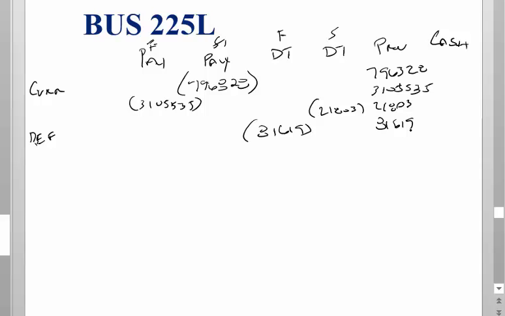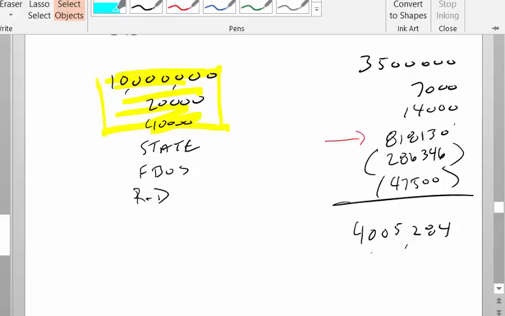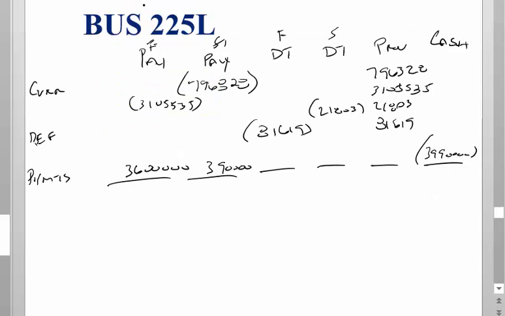And then I made payments. So I made payments of 3,6 for federal. And for state, I made payments of 390. Okay. So at the end of the year, my balances, my provision ought to be $4,005,284. I know I made cash payments of $3,990.